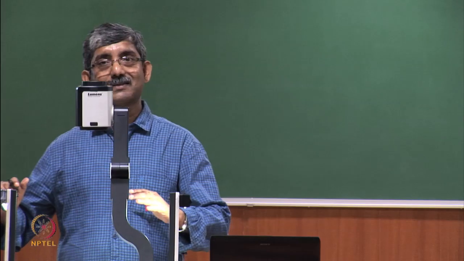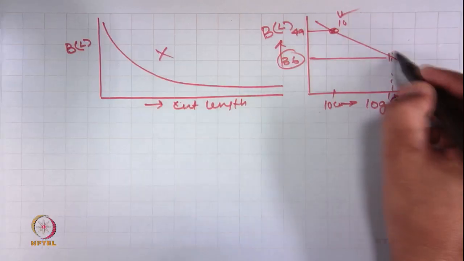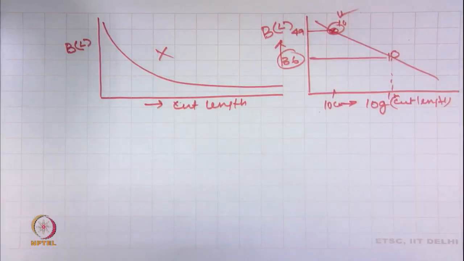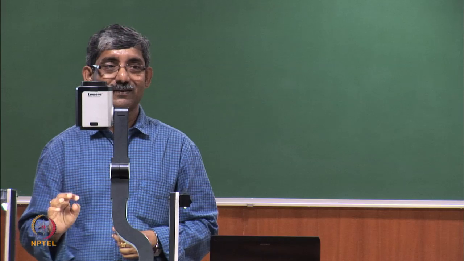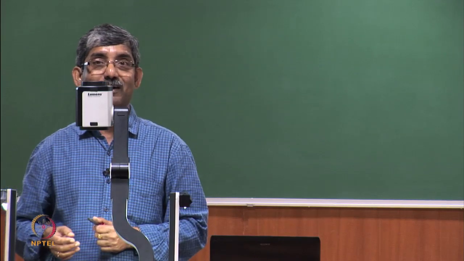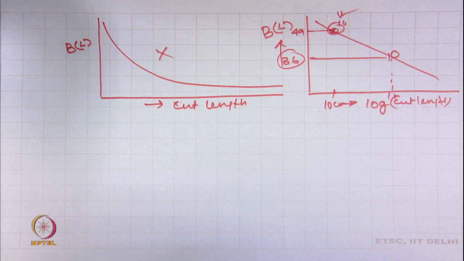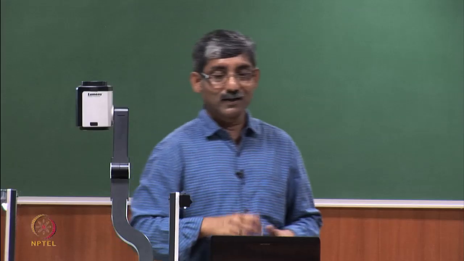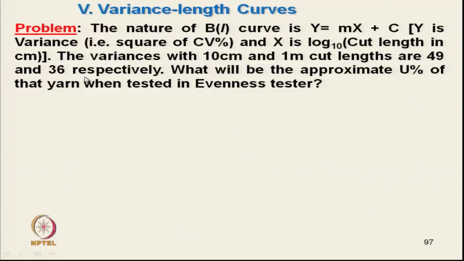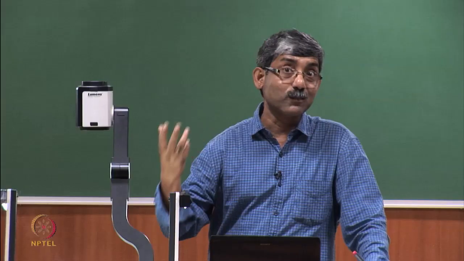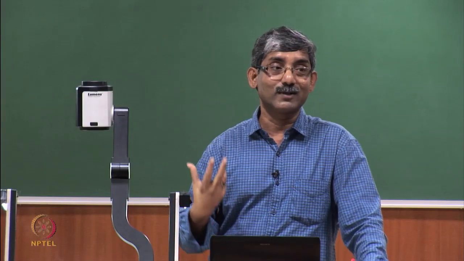Now, looking at this curve, 2 points are given. Can we predict the value of U%? We have only these two data and the nature of the curve. Can we predict what will be the U% of this yarn? That is the problem here. What will be the approximate U percent of the yarn when it is tested in an evenness tester? From the VL curve we can try to predict the approximate U percent.